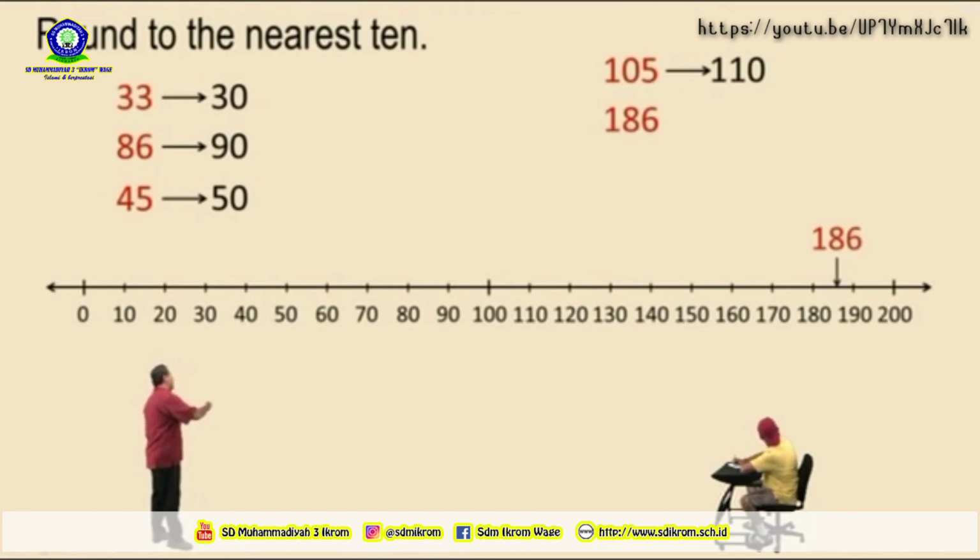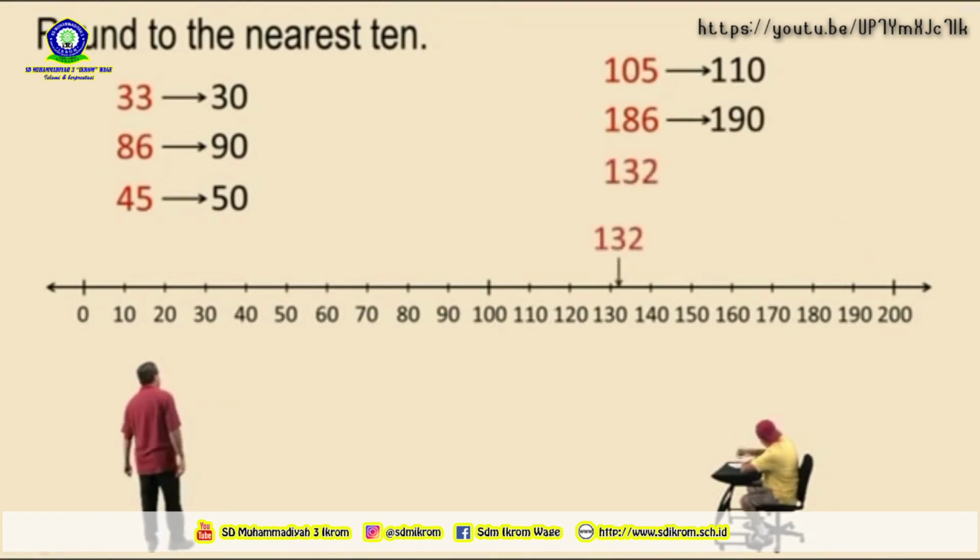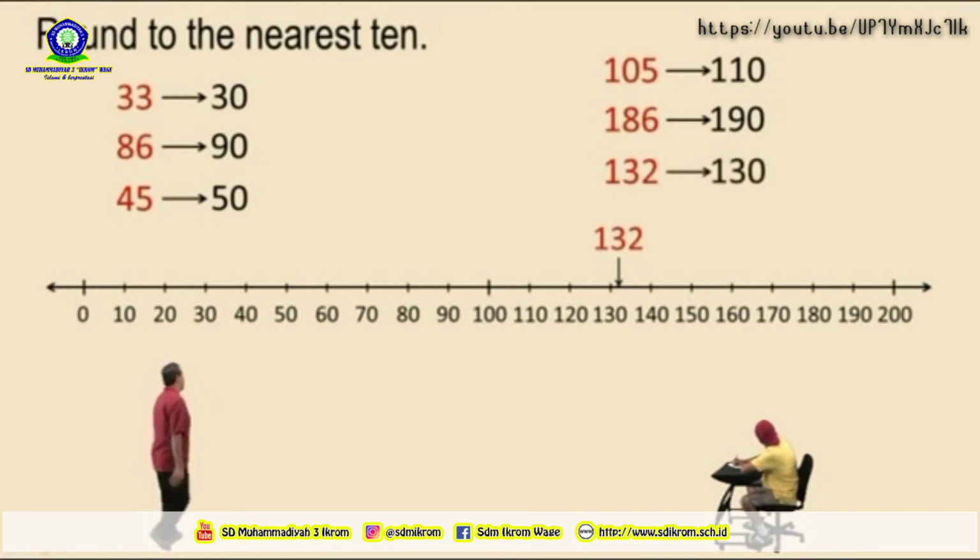186 is in between 180 and 190, but it's closer to the 190, right? And so 186 rounds to 190. 132 is in between 130 and 140, but it's closer to 130. Remember, we're rounding to the nearest tens. And so 132 rounds to 130.